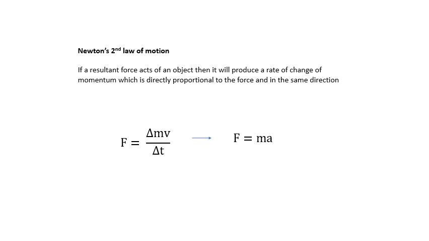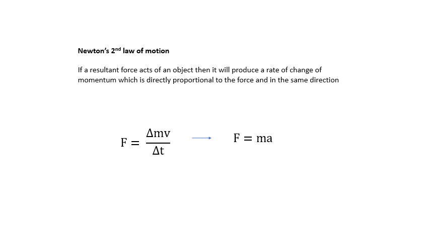Newton's second law is, well, if the resultant force isn't zero, what will the object do? It will accelerate. Now, the actual wording of it, if you haven't done momentum yet, then we'll worry about momentum in a couple of videos' time. But if a resultant force acts on an object, then it will produce a rate of change of momentum. Its momentum will change, and the change in momentum divided by time, the rate of change of momentum, is directly proportional to the force and in the same direction. That's Newton's second law. So F is delta mv over t, which basically boils down to F equals ma.